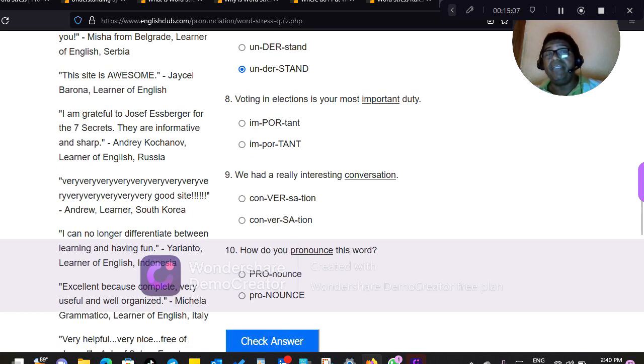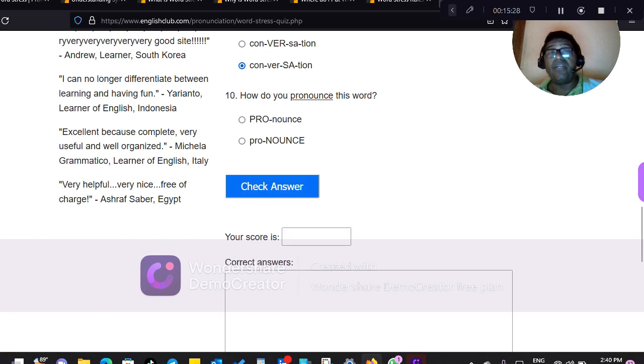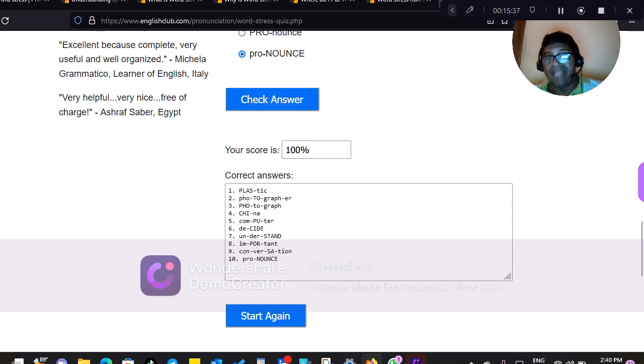Voting in elections is your most important duty. Important? No, important. We had a really interesting conversation. Conversation, no, conversation. And last but not least, how do you pronounce this word? Pronounce? No, pronounce. Now we checked answers, and yes, we got it all correct.